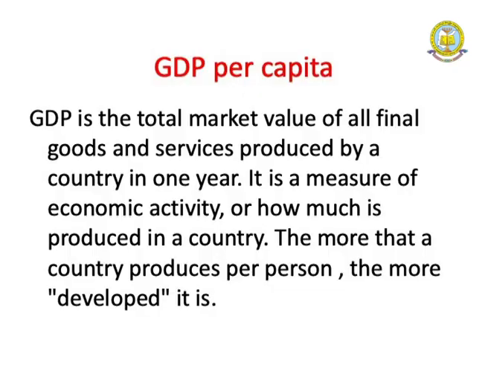So, what is meant by GDP per capita? Let us see. GDP, as I have already mentioned, is the market value of all final goods and services produced by a country during a particular period, usually 1 year. It is a measure of economic activity. So, if GDP is more, it means the economic activity in the country is more. So, the more that a country produces per person, the more developed the country is.